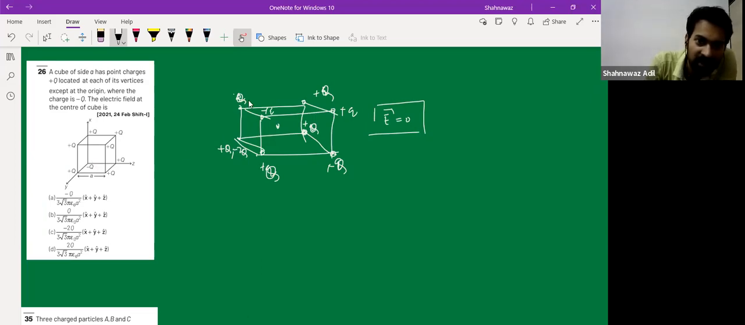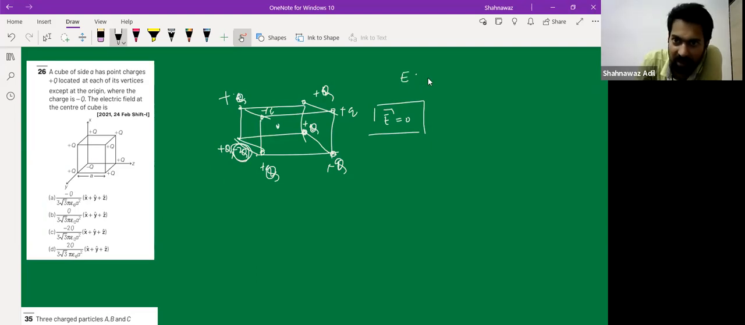So the electric field would be due to the combination of all these charges. But we know that for the case of this plus Q charge, let us forget about this minus Q part. For the plus Q charge, the electric field would be 0. Right, guys? Now, what is remaining? We have to just calculate the electric field due to this minus 2Q charge, right?